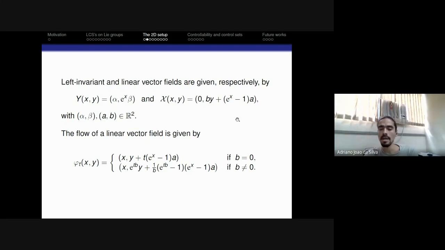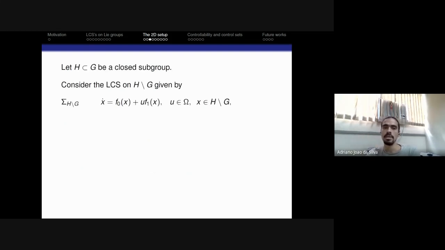So what was the idea? We mainly consider an arbitrary subgroup of G, and then consider LCS, a linear control system on the homogeneous space, with just one control vector, okay? Because in the two cases, if they would be linear independent, you usually have controllability here, so it wasn't interesting. And then just consider this kind of system, where you choose your omega as a compact interval containing the identity.